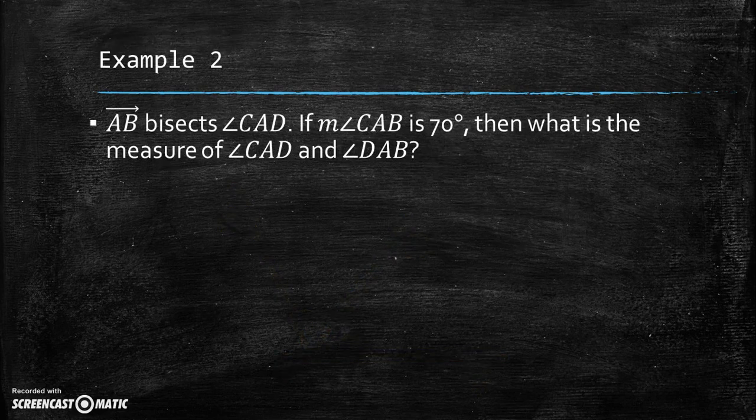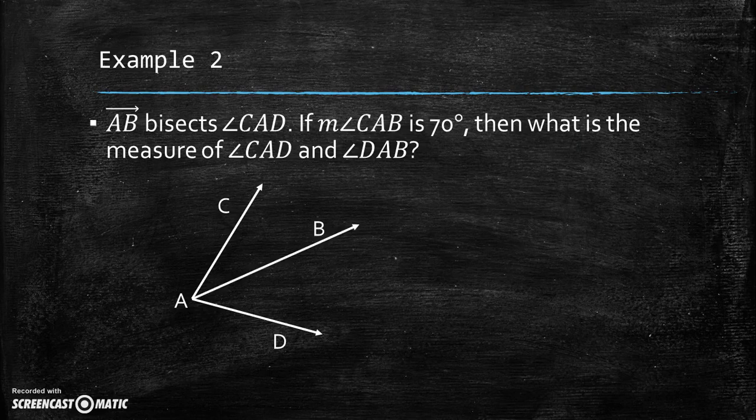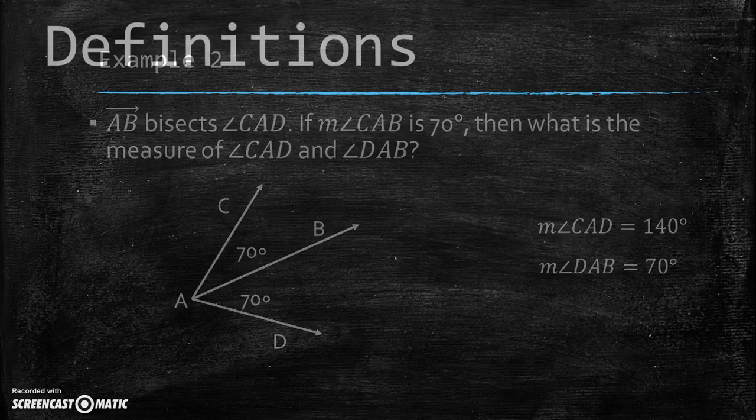So in our example, AB bisects angle CAD, so I'm going to draw my angle CAD, and I'm going to draw a ray that cuts the angle in half, and a point on the interior is B. It tells us that CAB is 70, so if that one's 70, then so is DAB, and therefore the whole thing, CAD, is 140. Okay, because we knew they were congruent.